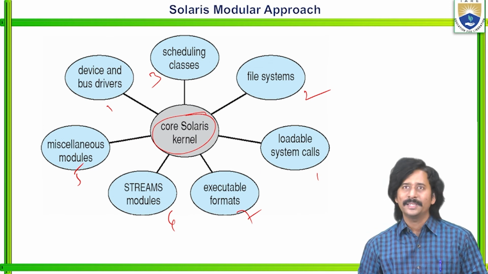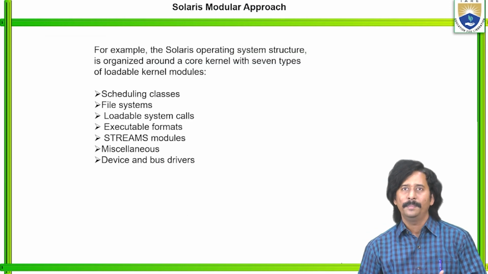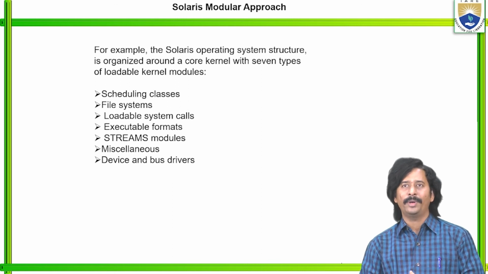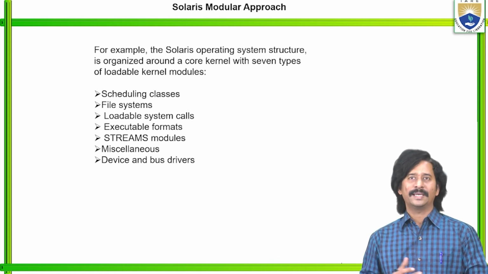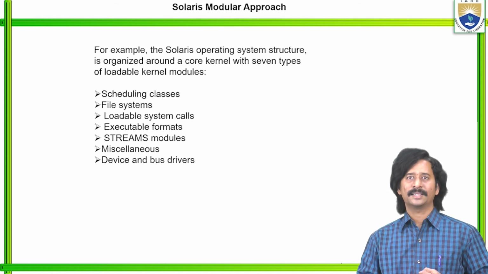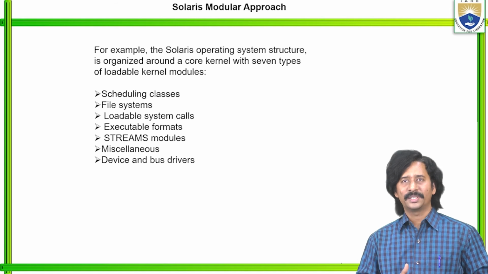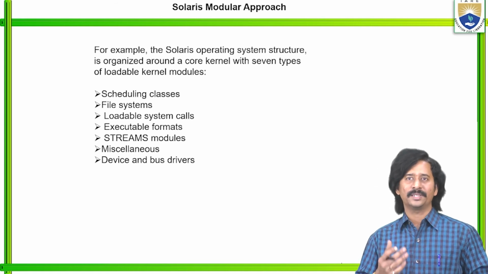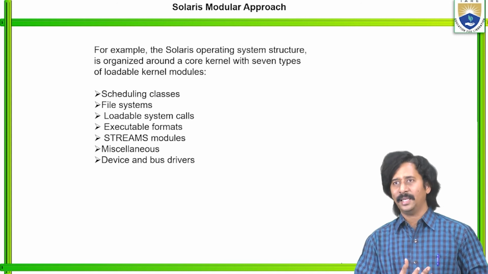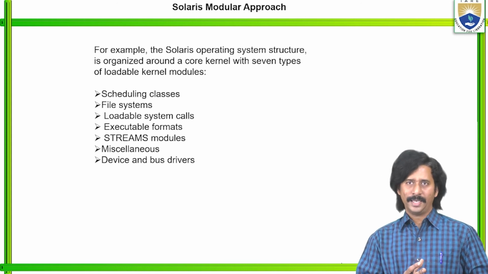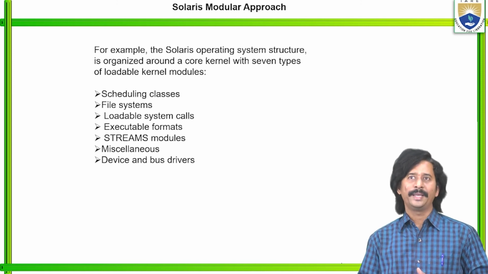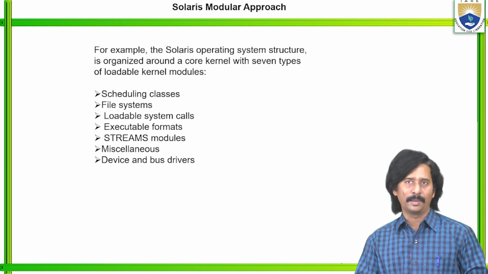What happens in the case of this one? We know the Solaris operating system structure is organized around a core kernel with 7 types of loadable kernel modules. Those are scheduling classes, file systems, loadable system calls, executable formats, stream modules, miscellaneous modules, devices, as well as bus drivers. So we have different functionality in each and every kernel module.